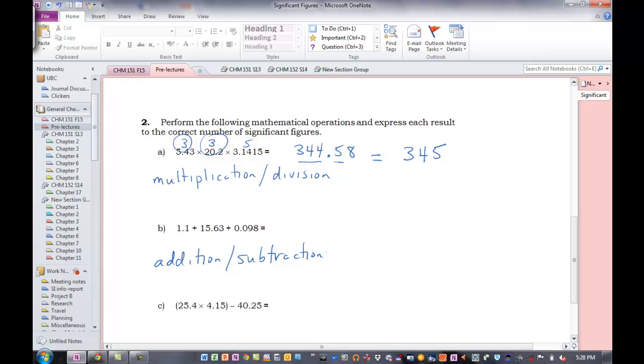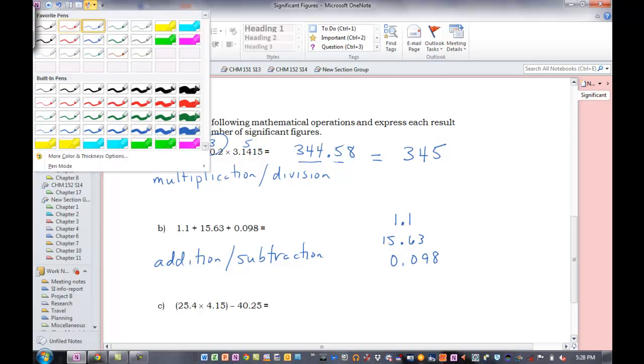Okay? So let's actually write this out differently. And I'm going to write it like this. 1.1, 15.63, and 0.098. So addition and subtraction is based on the number of digits after the decimal point. It's based on the number of digits after the decimal point.